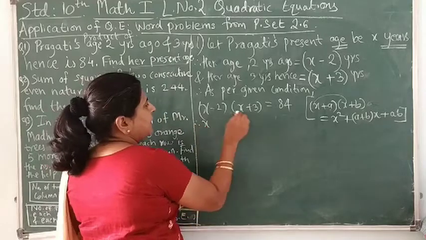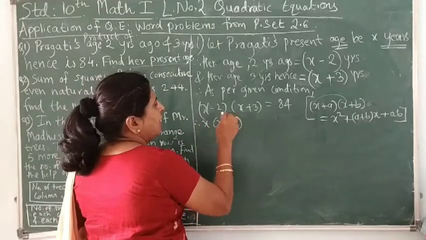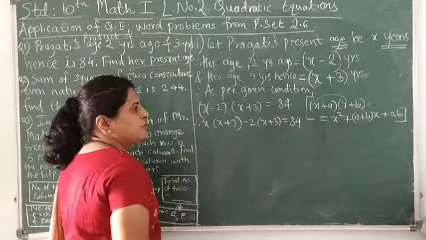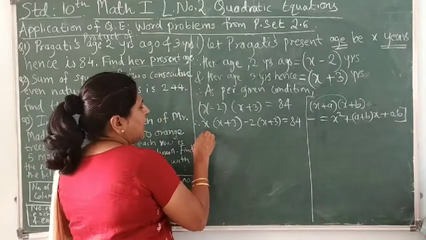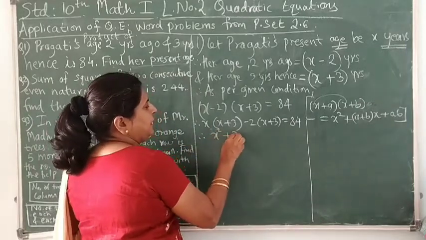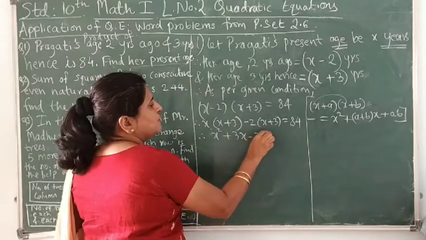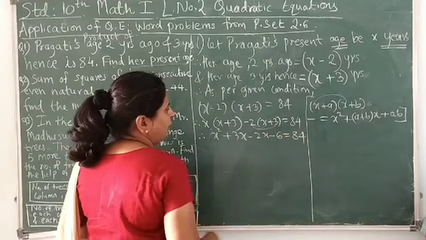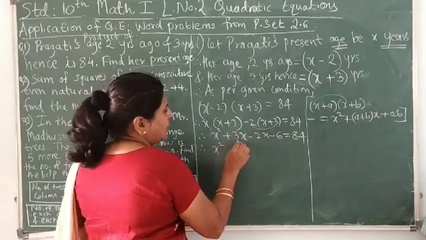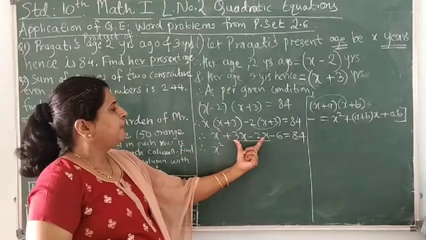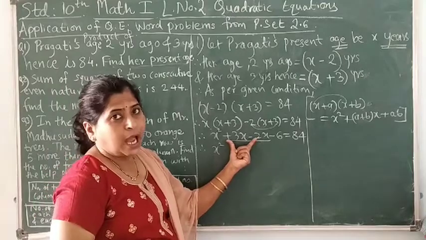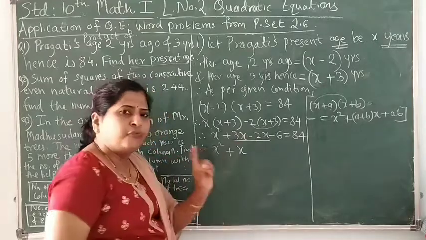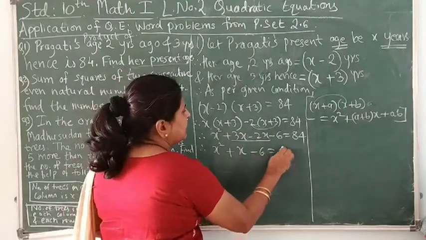Suppose you are multiplying x by the bracket x plus 3, and then minus 2 multiplying by x plus 3, is equal to 84. Here I am using binomial to binomial multiplication. x into x is x square plus 3x. Now here it is minus 2x, and minus 2 into 3 is minus 6, is equal to 84. Therefore x square, collect like terms. Here the signs are different, so you have to subtract: plus 3 minus 2 gives plus 1x. We don't write 1, so only x. Minus 6 is equal to 84.